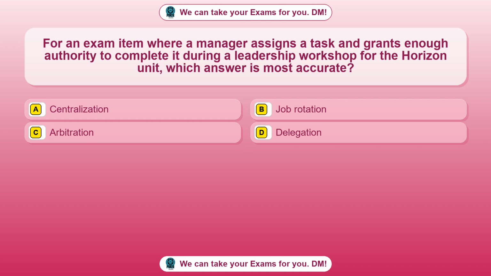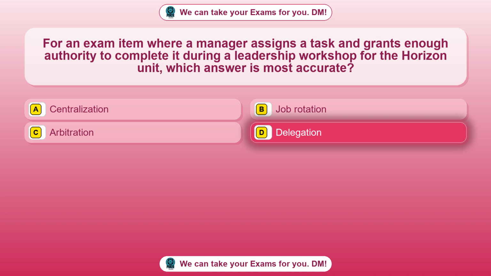Question 32. For an exam item where a manager assigns a task and grants enough authority to complete it during a leadership workshop for the Horizon unit, which answer is most accurate? Option A, centralization. Option B, job rotation. Option C, arbitration. Option D, delegation. The correct answer is option D, delegation.